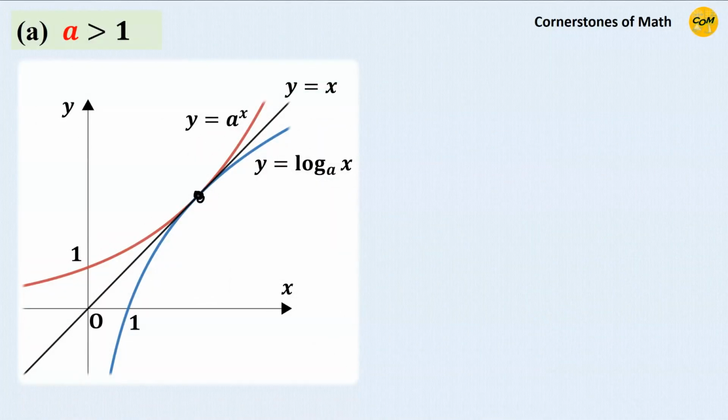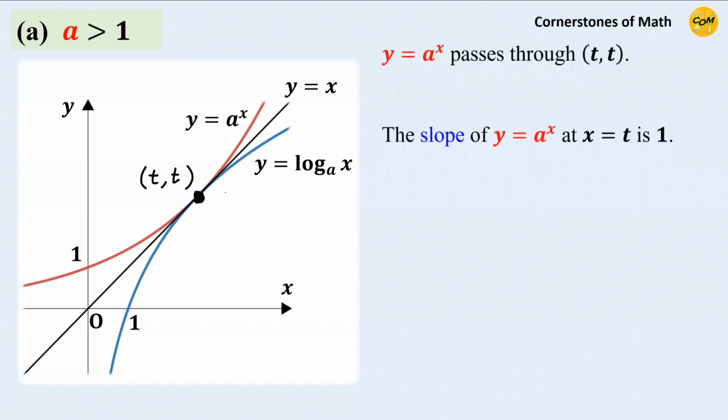So since the point of tangency is located on y equals x, we can write its coordinates as t, t. And now we use two famous conditions when dealing with tangent lines: the value of the function and the slope. First, the graph of y equals a to the power of x passes through the point of tangency t, t. This gives a to the power of t equals t. Next, at the point of tangency, the slope of the function y equals a to the x must be equal to the slope of the tangent line y equals x, which is 1.